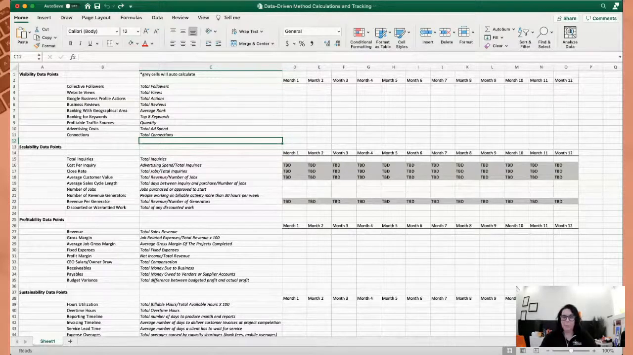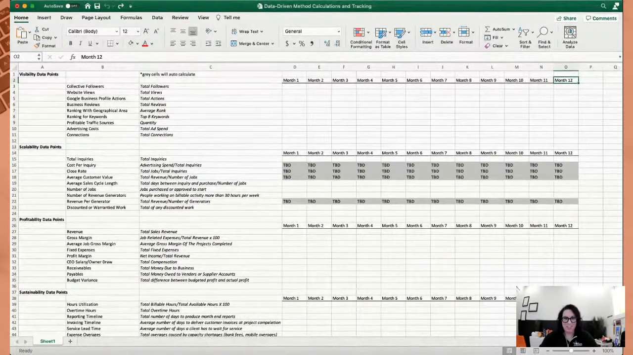Now, you can actually change these to be the month that you started. The reason they say month 1 through 12 is because you could be starting this at any time. You don't need to wait until January to start tracking. And some of these metrics, you will be able to have retroactive data, but not all of them if it's not something that you've ever focused on.